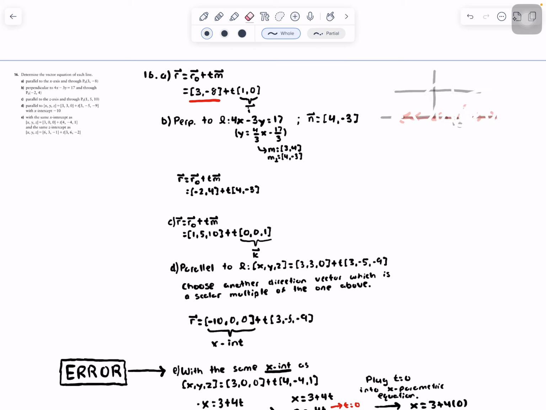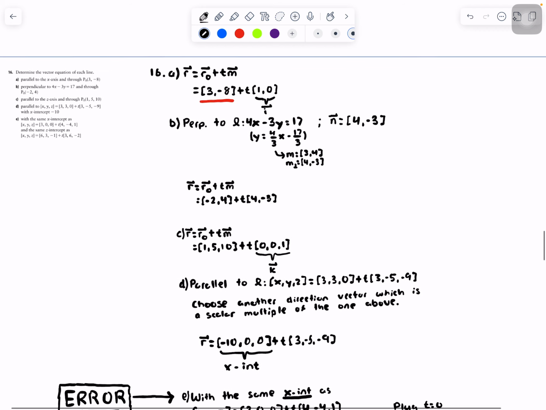Moving on to part B. So part B, I have 2 approaches. One is a bit more naive than the other. I did the naive way first, if that makes you feel any better. So it's asking us to find a vector equation perpendicular to 4x minus 3y equals 17 and through the point P0, -2, 4. Okay, so the issue will not be the position vector because we're given that through the point P0, -2, 4. So the goal is to find a direction vector.